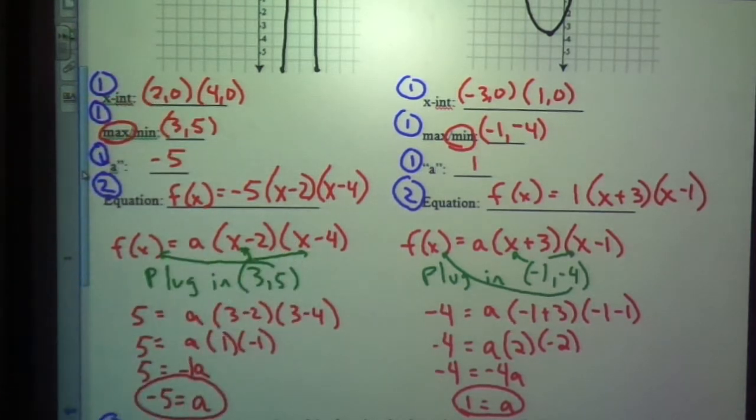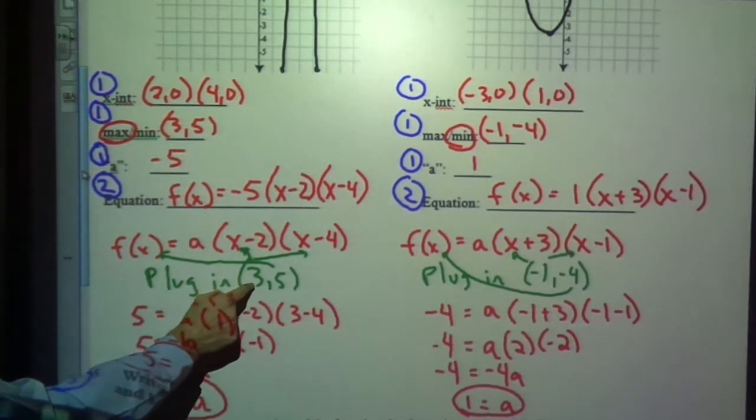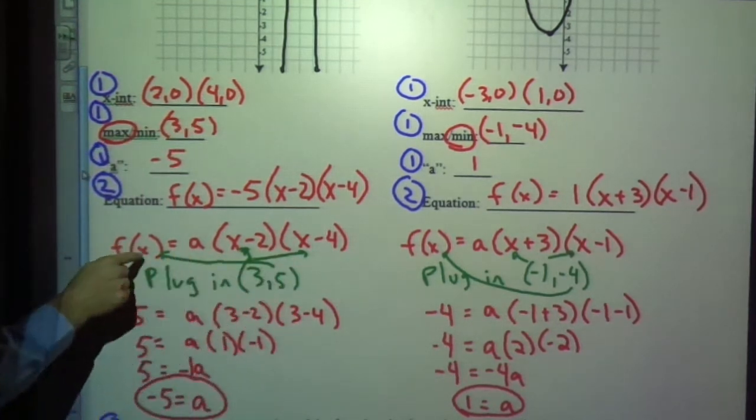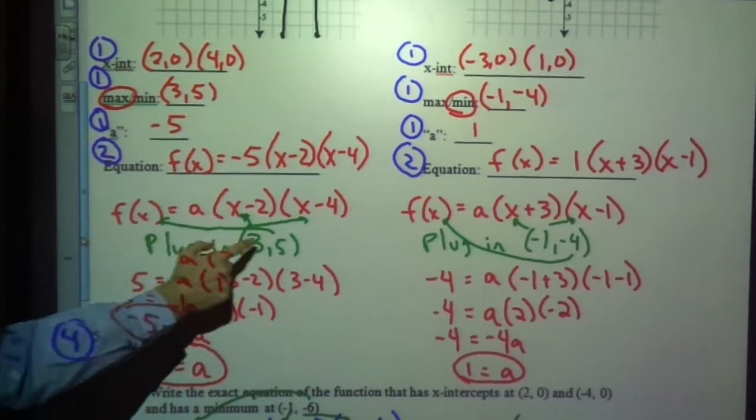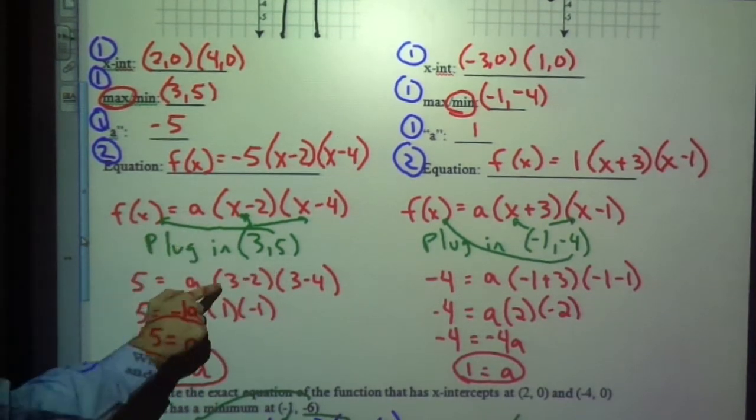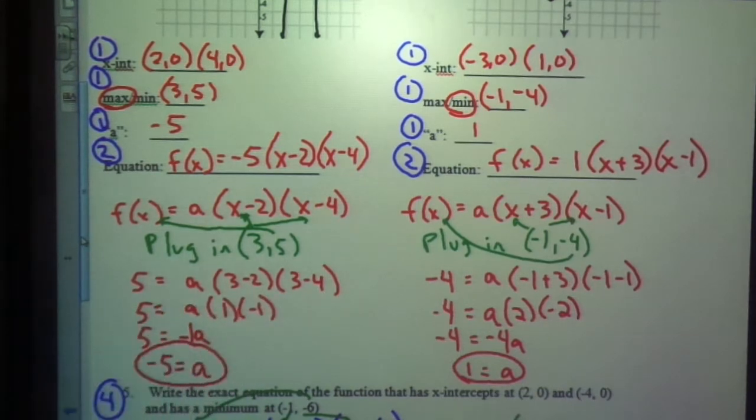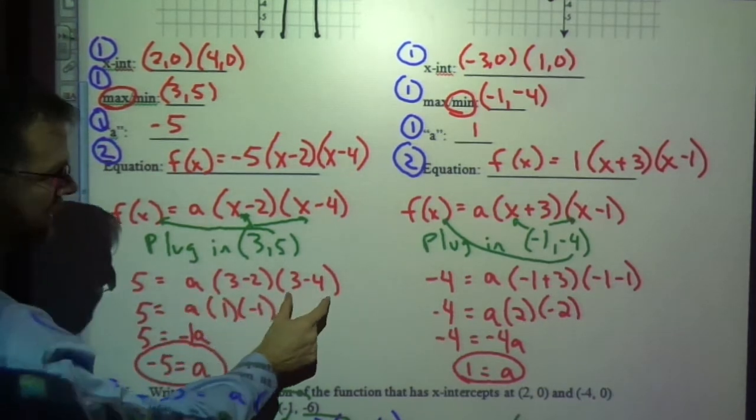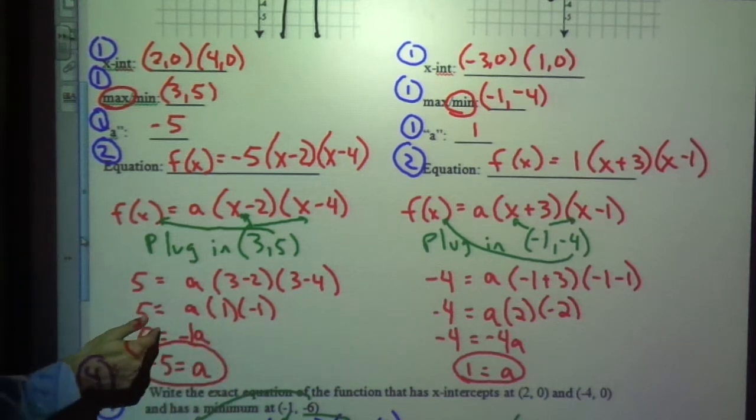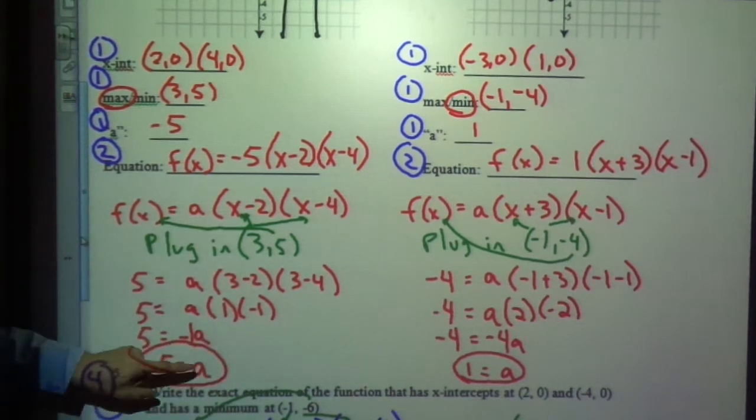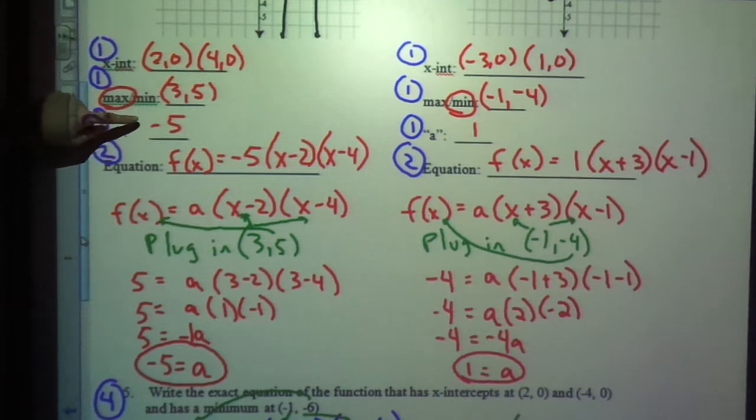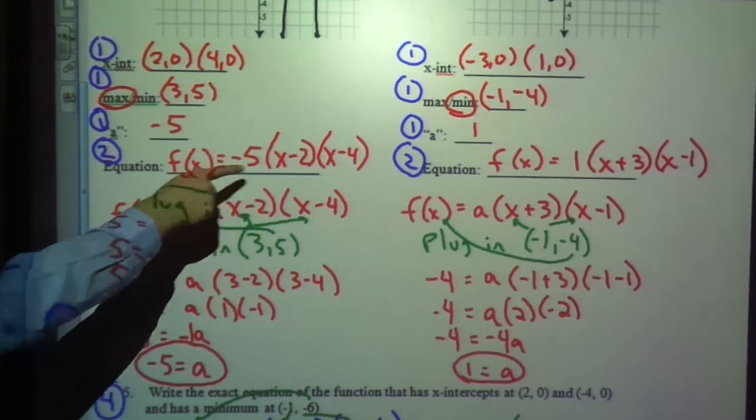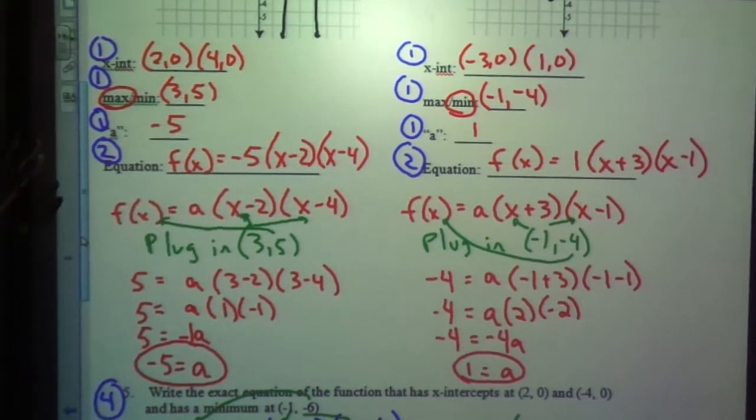Now, because I know it has a maximum of 3, 5, I can plug in 3 for x and 5 for f of x. So when I plug those things in, 5 goes here, 3 goes here, and then I can figure out a. 3 minus 2 is 1, 3 minus 4 is negative 1, so 5 equals negative 1a, so a must be negative 5. Then I could put in this answer of negative 5, and I could write my final equation here. So 1 point, 1 point, 1 point, 2 points for the final equation, making sure that they understand how to write this correctly.